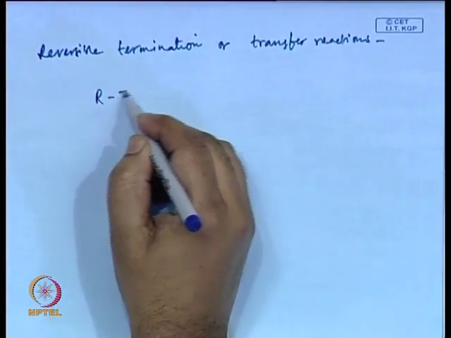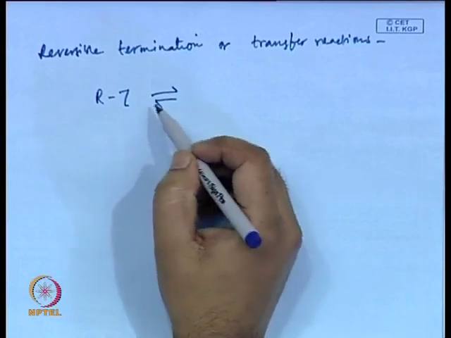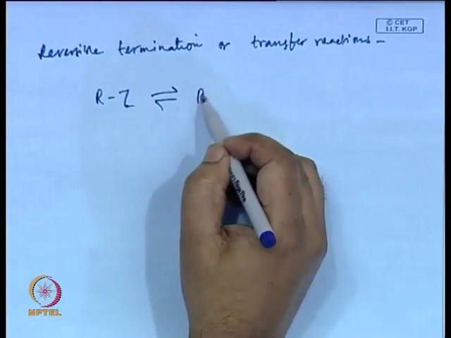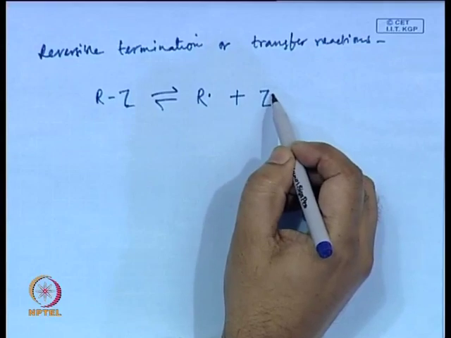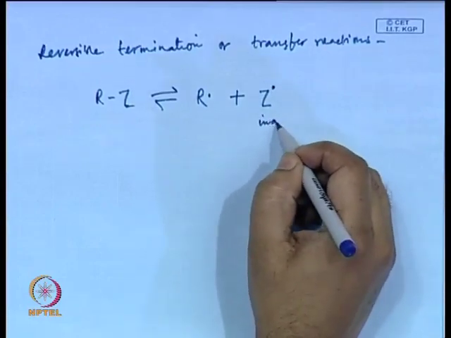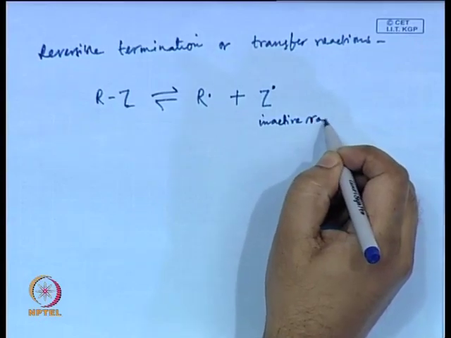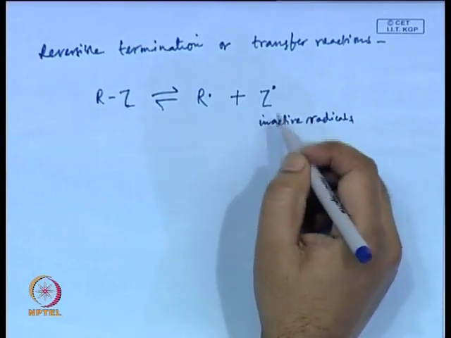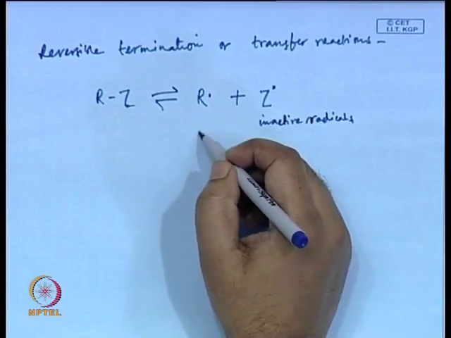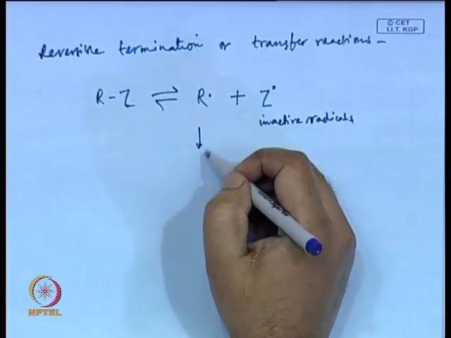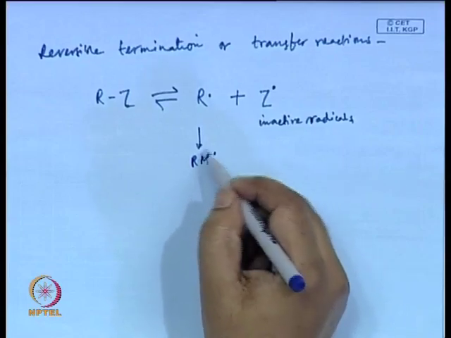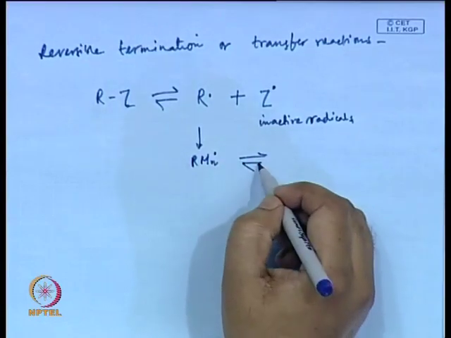Say I have an initiator molecule which is R Z. Typically, in a normal reaction we write a single arrow, which means an irreversible reaction. In this case we are writing a double arrow, which means this is a reversible reaction. Now, if the structure of Z is such that it is an inactive radical, then it would not take part in the propagation step. So only R will take part in the propagation step. It will react with the monomers and form different chain lengths. Because this is a radical, it will again be part of the equilibrium process with Z.